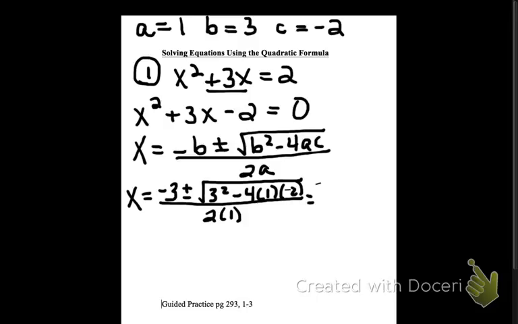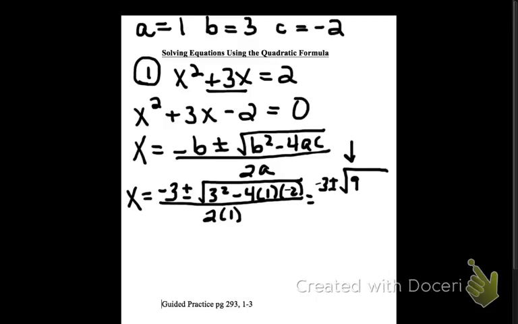Let's go ahead and simplify this a little bit. That's going to give us -3 plus or minus the square root of 3 squared is 9. This position right here under the radical will always be positive, no matter if b is +3 or -3. This number will always be positive. If it is not, then you squared incorrectly.